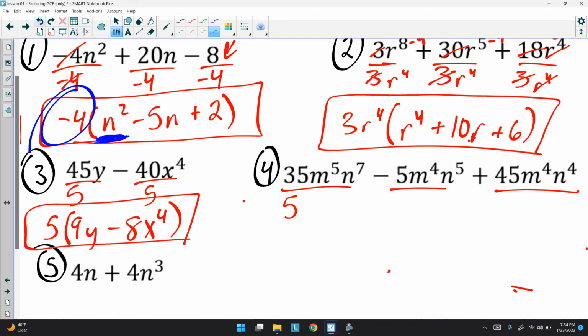And again, pick the smallest exponent, which happens to be m to the 4th and n to the 4th. So m to the 4th, n to the 4th. I'll do that for all of them since we're learning. Okay. So 35 divided by 5 is 7. 5 minus 4 is 1. So we just put an m. 7 minus 4 is 3.